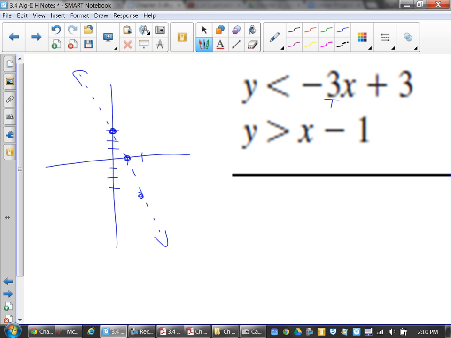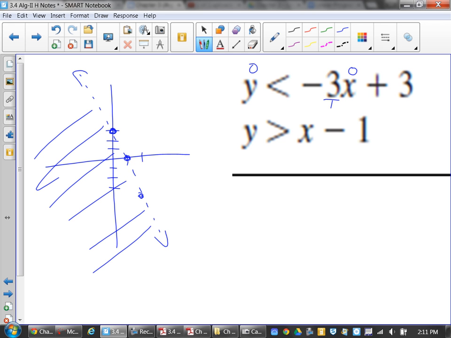What you're doing is trying to find the direction to shade. So in this case, what's the easiest point that the line doesn't go through? 0, 0. If I substitute in for 0, 0, I'm either going to get a true or a false statement. Is 0 smaller than 3? It's true, right? If I substitute in 0 for both of these, 0 is smaller than 3. Cover the truth. You want to hide the truth. You shade this way. Remember, you're always covering the truth.